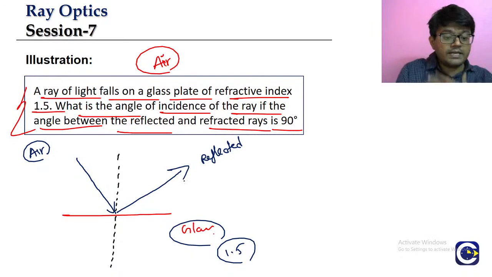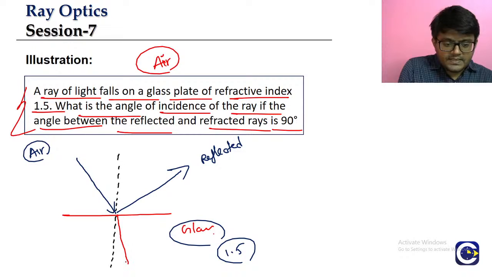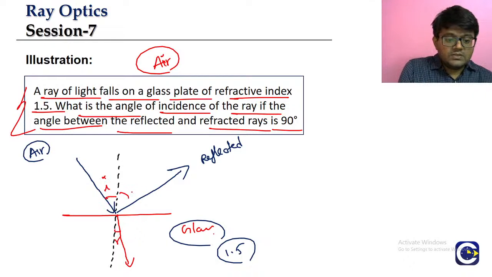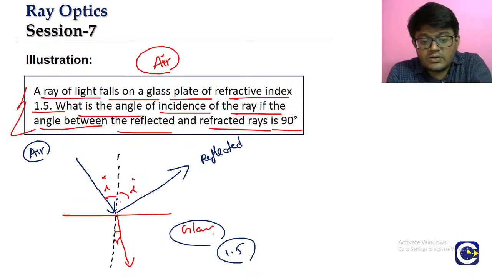Okay. Now look at this. The refracted ray. So this is the incident ray and the reflected part. Refracted ray means, since it is going from air to the glass, it will bend towards the normal. Okay, it will bend like this. Now here, this is the refraction angle. This is the incidence angle. Because the angle of incidence is equal to the angle of reflection, this is I, this also is I.